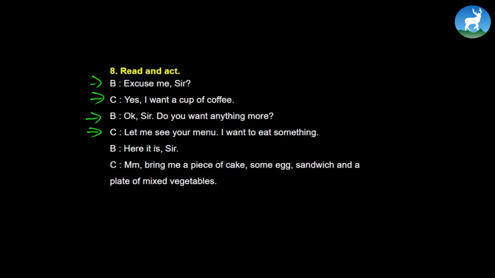B: Excuse me, sir. C: Yes, I want a cup of coffee. B: Okay, sir. Do you want anything more? C: Let me see your menu. I want to eat something. B: Here it is, sir. C: Bring me a piece of cake, some egg sandwich, and a plate of mixed vegetables.